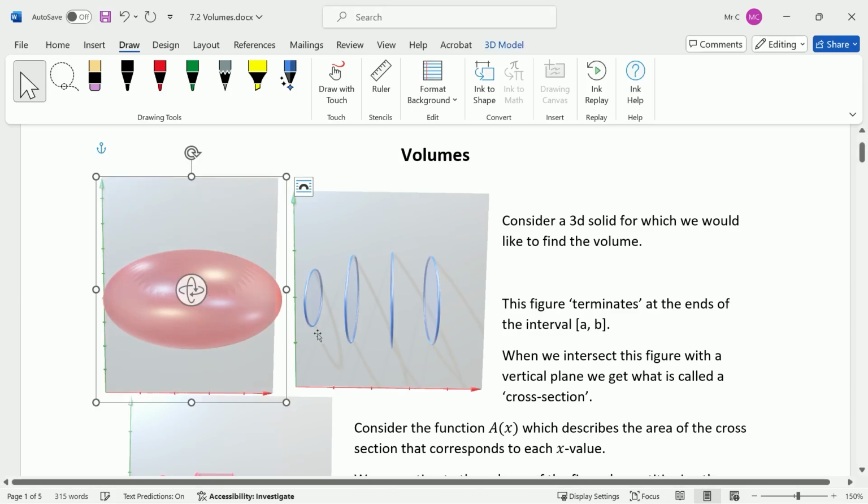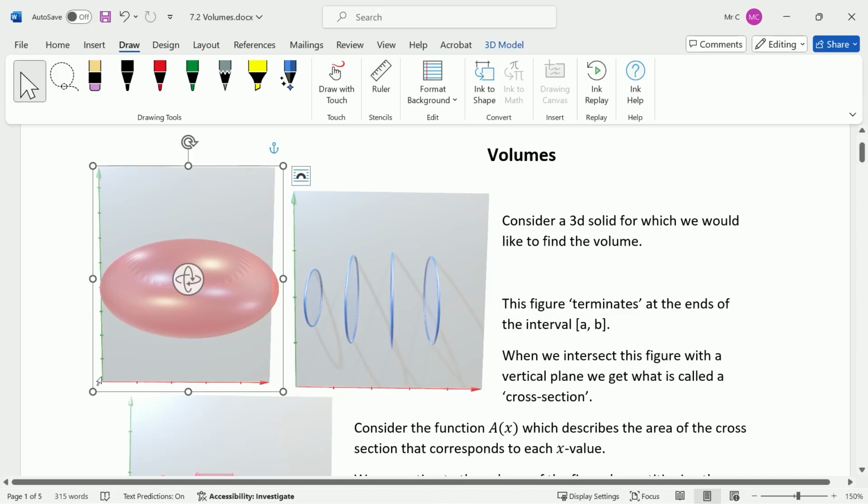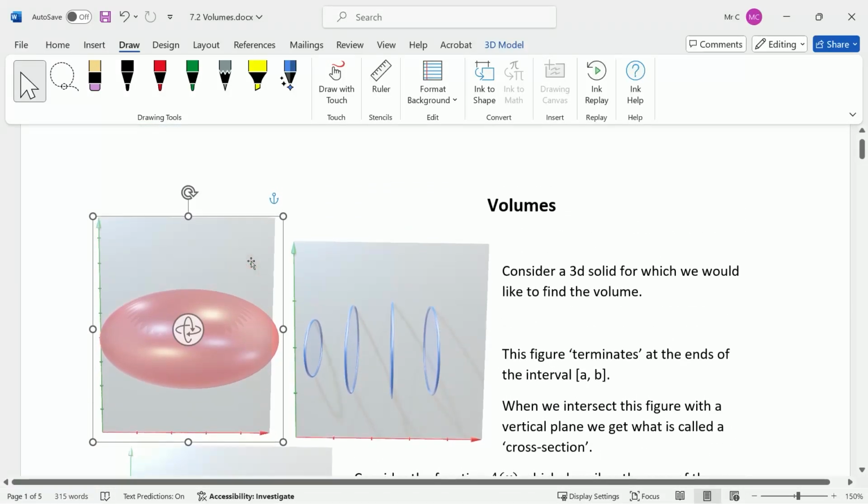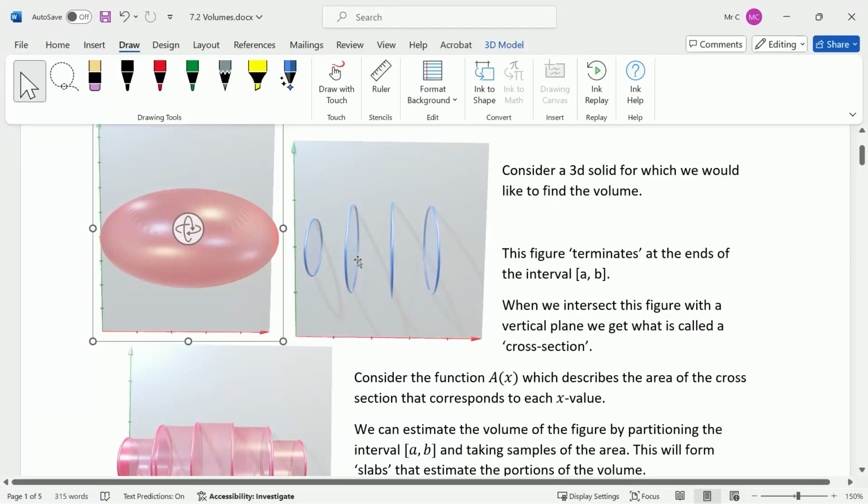And what we've drawn here is a figure that kind of terminates at some, let's say, A and B. And what I mean by terminates is just that it ends at a specific X value, right? So it's got a fixed end here and here, and it's got this ellipsoid shape in between. Now, when we intersect this figure with a vertical plane, well, I'm getting ahead of myself.